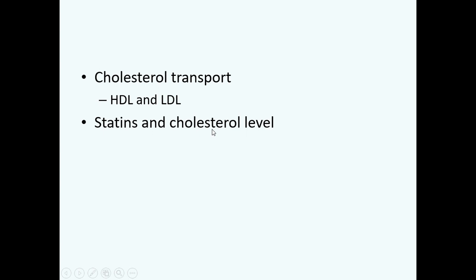People suffering from an increase in their circulatory cholesterol level are treated by a type of drugs called statins. Statins are those drugs which inhibit an enzyme which is involved in the biosynthesis of cholesterol. It is a key enzyme called HMG-CoA reductase. So statins are those drugs which target and inhibit that enzyme, thereby suppressing cholesterol biosynthesis.